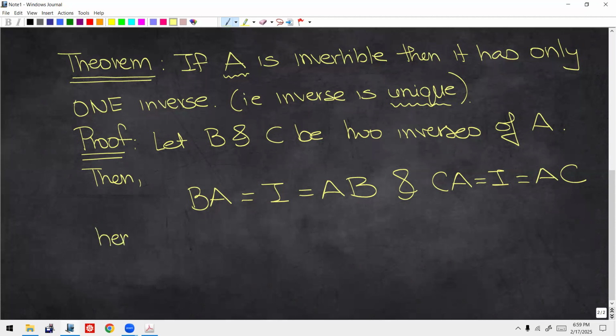Hence, okay, we can go ahead and multiply B. I'm going to do this. I'm going to say B is equal to, remember, my goal is what? To show B is equal to C. That means there's only one inverse, even though I started by saying there's two inverses. That's how we always do uniqueness theorems. Okay? So I'm going to start with this.